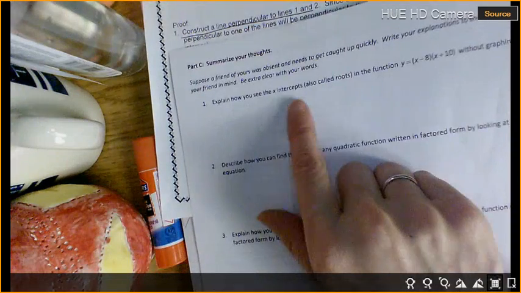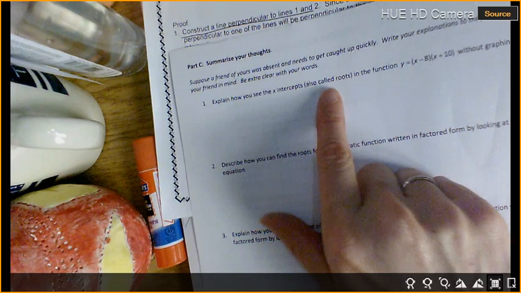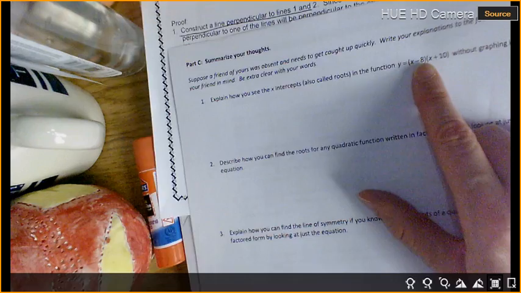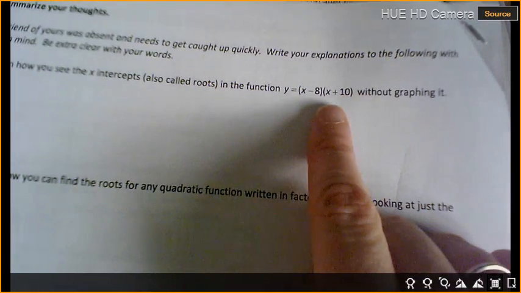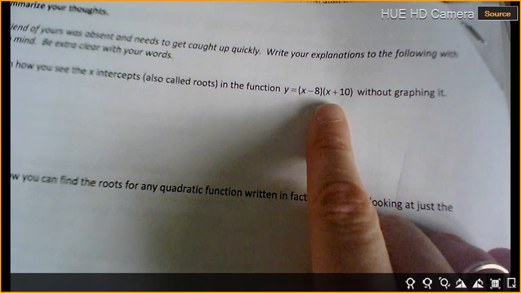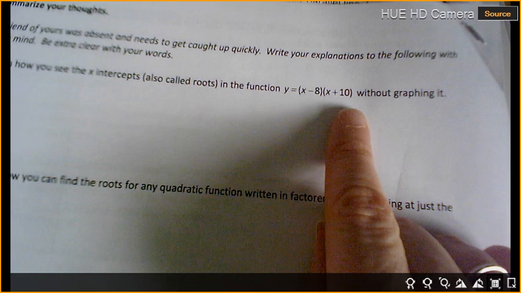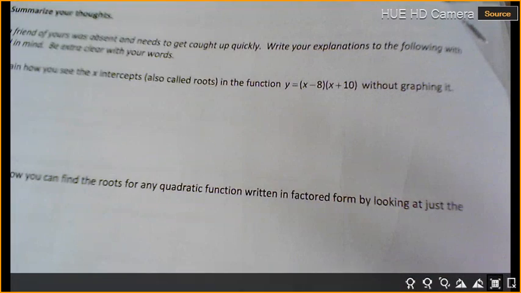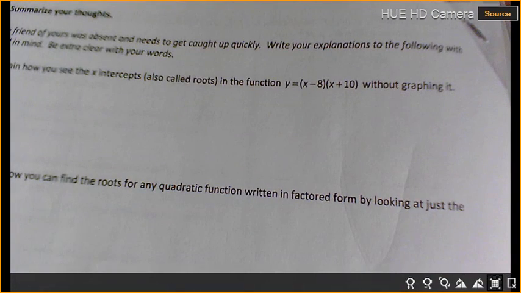So explain how you see the x-intercepts, also called roots, in the function. Where does it cross, Abby, the y-axis? And how did you find that? You either set y equal to 0, or you did the opposite of what it said, right?